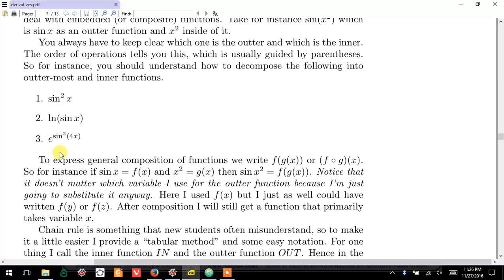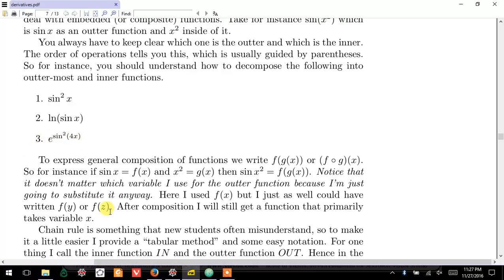We typically want to talk about the outermost function, right? So here, you could say that the outer function is e to the x, and the inner function is sine squared 4x. That's the inner function. But that's not the only way to chop this thing up. We could say that the outer function is e to the x squared, and the inner function is sine of 4x. And there's even another way to chop this up.